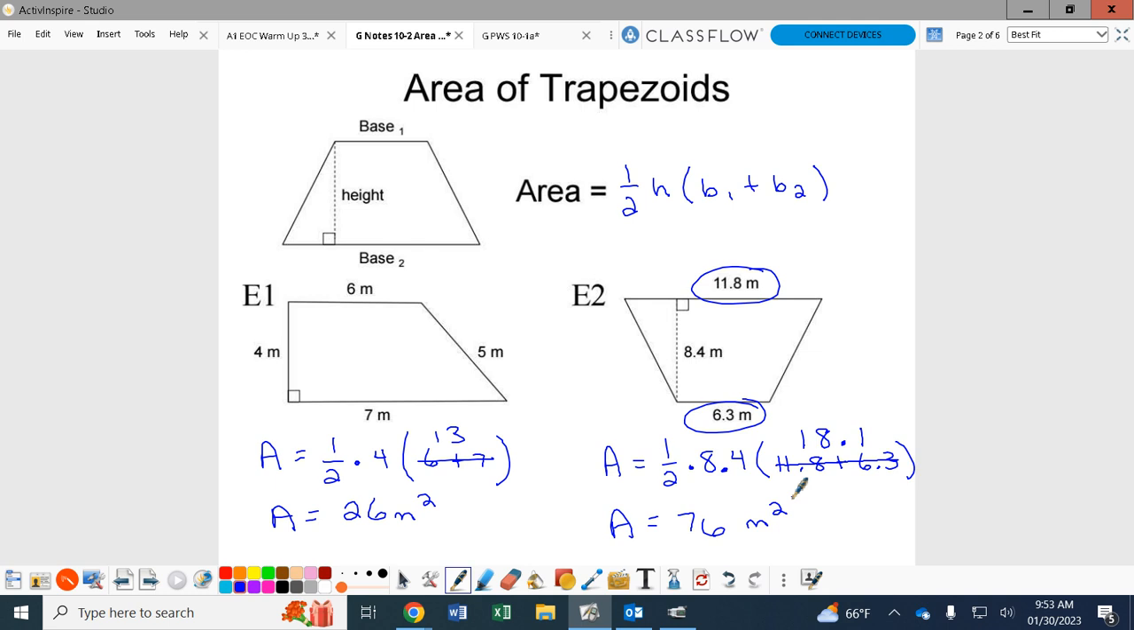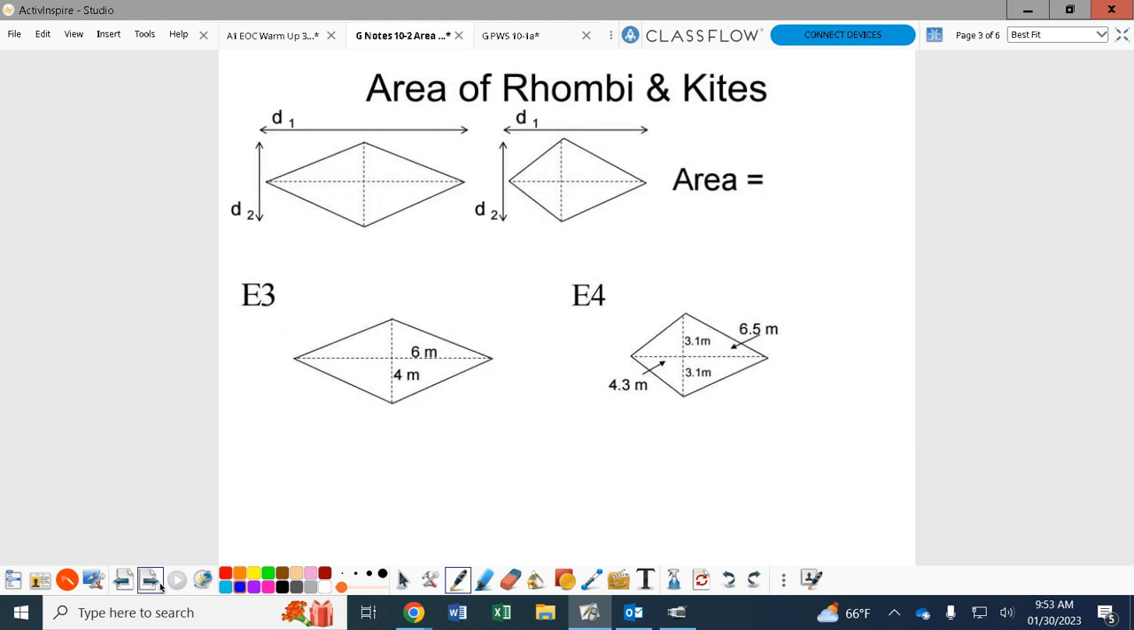Okay, here we go. The other shapes that we have today are rhombi and kites. This is a rhombus. All a rhombus is, is a parallelogram that has all the sides the same. Remember that. This is a kite. A kite has two sides the same up here and two sides the same down here.